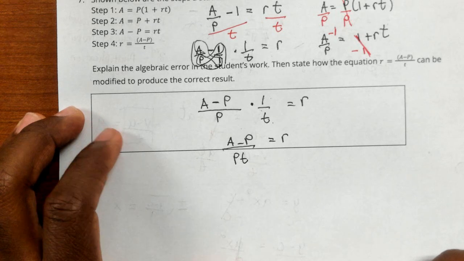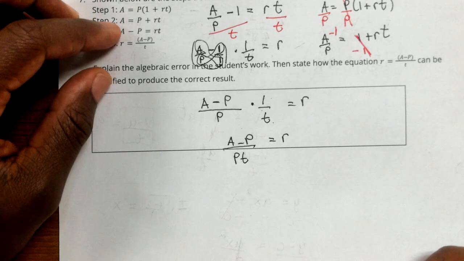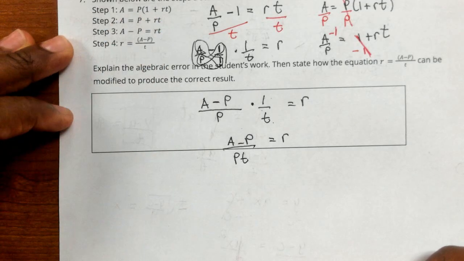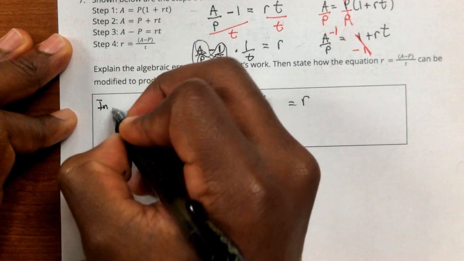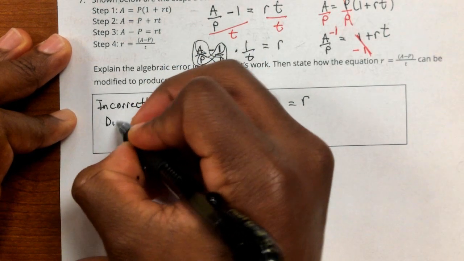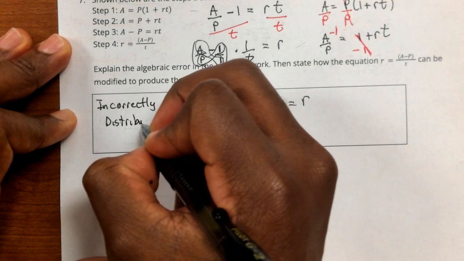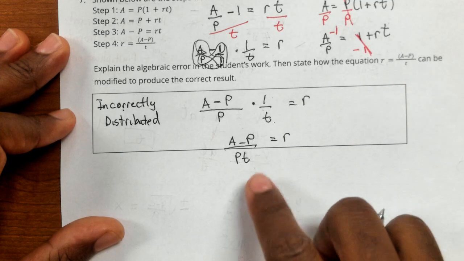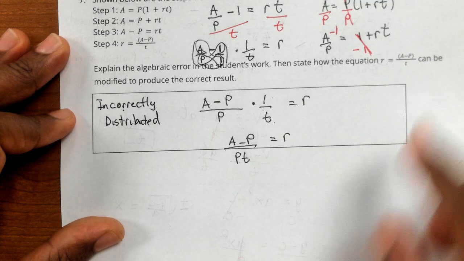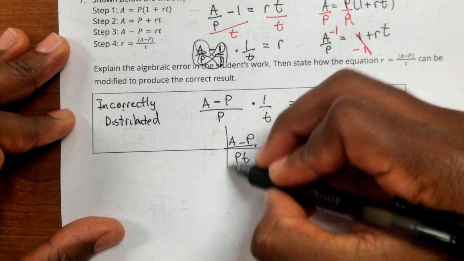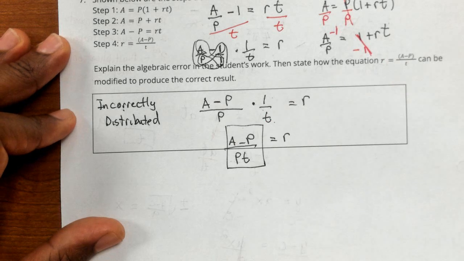So it says that we need to explain the algebraic error. I think the algebraic error was that here they distributed, but they incorrectly distributed. And it says what can be done to the answer to produce this as a result, okay? Well, technically what you could do with your answer is that you could write this. In reality I think this is the final answer. So again, that's the final answer.